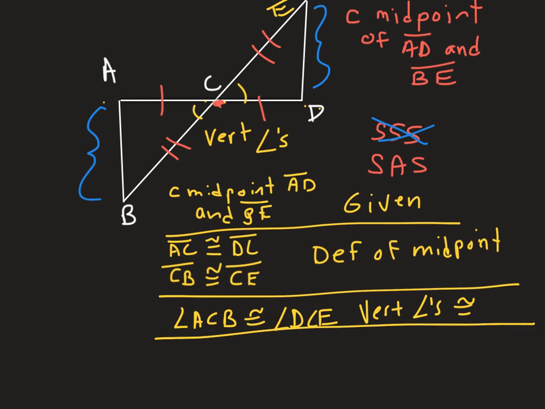Right? And so now we have the side angle side. We know that we have a side, an angle in between, and then the other side that are congruent. And so I can say triangle ABC is congruent to triangle DEC. See if I can write that better. DEC. And why? What's the reason? The reason is side angle side theorem.